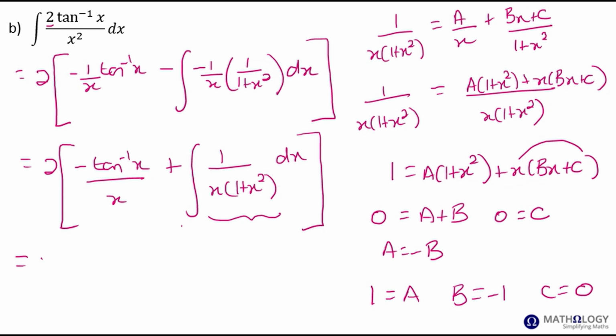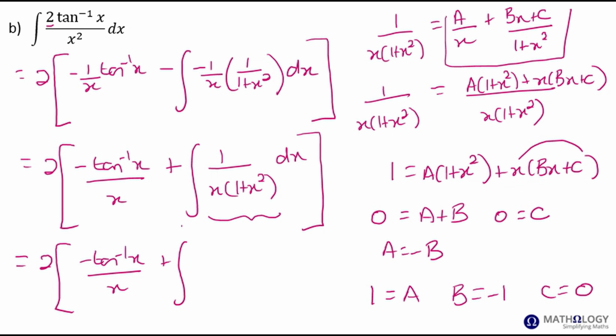So we can write this as 2 times minus 10 to the minus 1x over x plus the integral of 1 over x times 1 plus x squared, which we are going to write in this form here. So a is 1, so we will have 1 over x. b is minus 1, c is 0, so we have a plus times a minus, and we've got an x there, so that'll be minus x over 1 plus x squared dx.